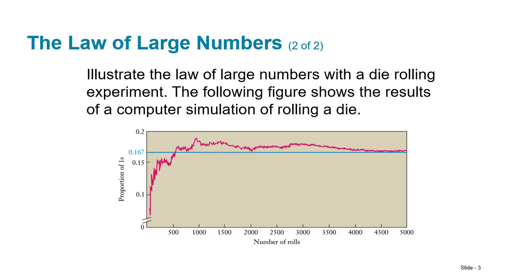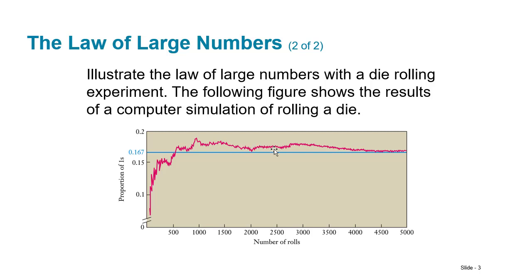So this was with die rolling, and it shows the results of a computer simulation of rolling a die, and then the proportion of ones, right? And we know that a one should show up 1/6 of the time. So there's 1/6 as a decimal, 0.167. And you can see that it started off really small, and then it got up pretty high to 0.2 at one point, and then it starts to come down.